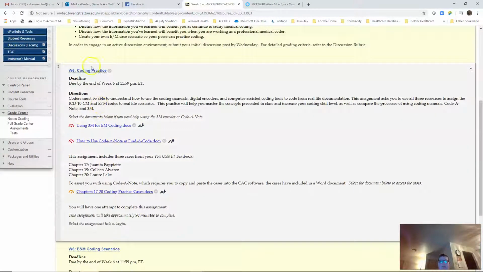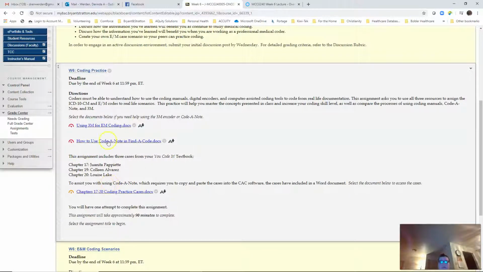For week 6, we have week 6 coding practice. These are the cases, okay? Circling them with the mouse. So if you have any questions, they're here on this first screen before you actually go into the coding practice. They are also listed on the assessment this week.